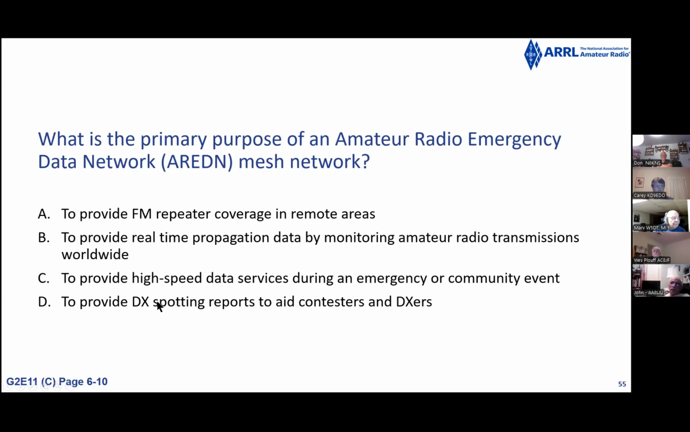But DX spotting is normally a manual activity where the person operating a station will type in a spot saying, "Oh, I heard such and such a station." That's another way to tell where signals are propagating, or who you might hear, if you see spots saying that stations near you heard a particular DX station.